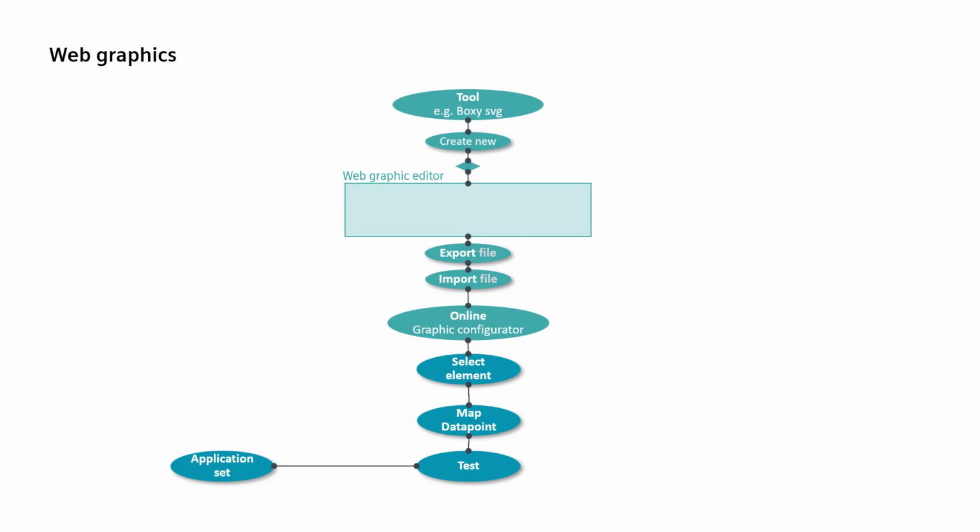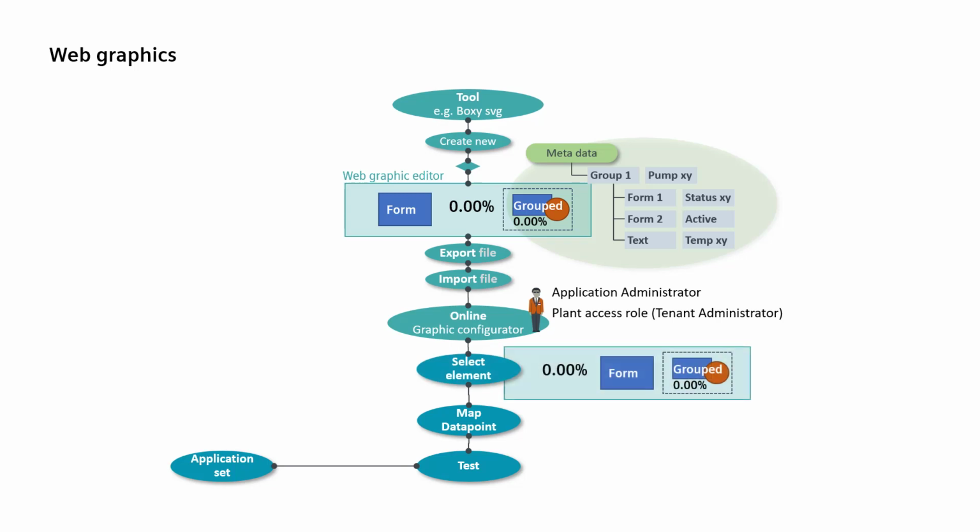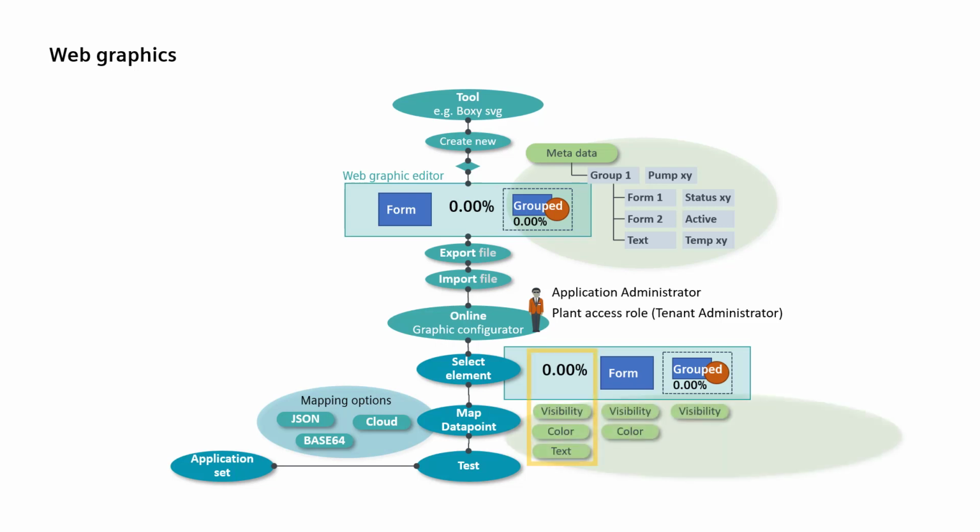Let us look at the steps. First, a web graphic needs to be created by adding form and a text element. After completion, we export and import the graphic into the graphic configurator within Climatix IC. In the graphic configurator, we select the graphic elements and map the data points. The elements have different mapping options. Also, a color change or the visibility of an element needs to be mapped.